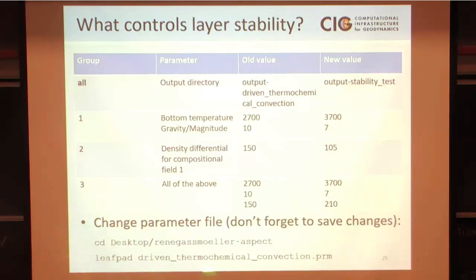You can change the parameter file by opening a terminal, going to the same directory, and opening the parameter file in LeafPad, if you have closed LeafPad in between, or go to the directory and double-click on the file. And then I would like you to change some of the parameters in this file. In particular, I would like everyone to change the parameter output directory to a new output directory. This is in order to not overwrite the result of your first model run. So if you forget to do this, you will lose the result of your last geodynamic model.